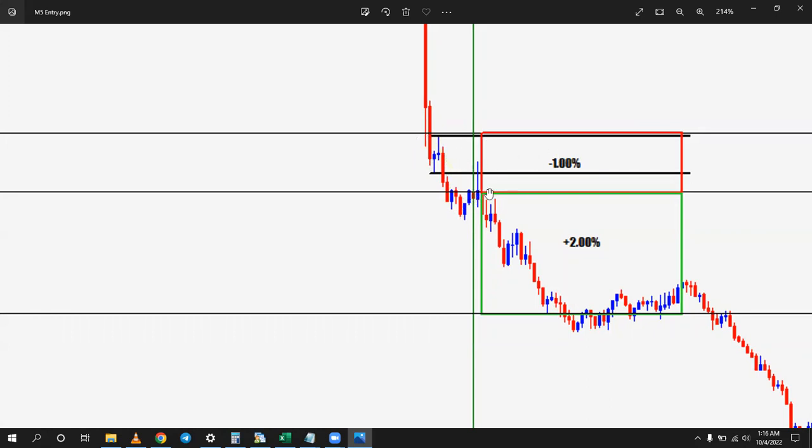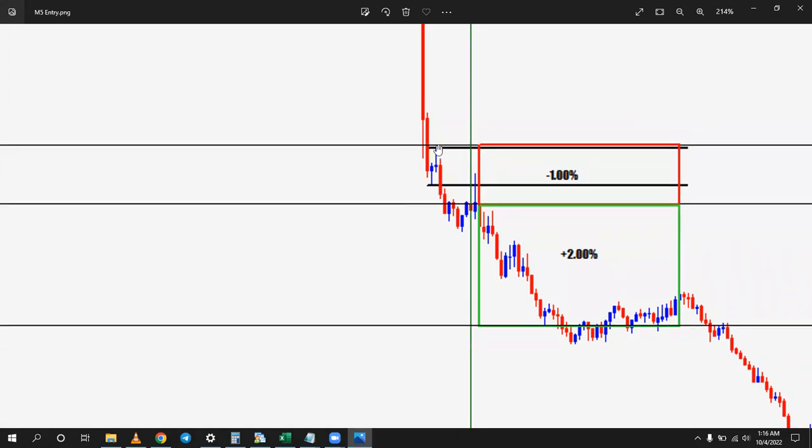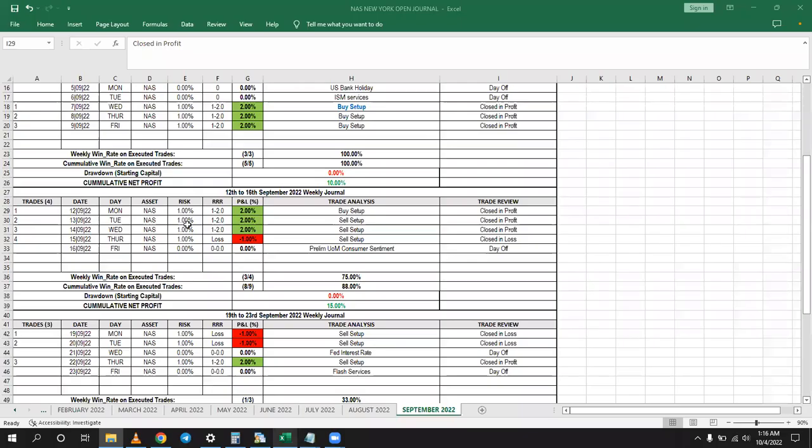So now before the open, I just sold, then I placed the stop loss right above the zone. So when the session opened, price just kept on dropping down. So this was a profitable setup, as you can see. Day number 2, sell setup, closing profit.